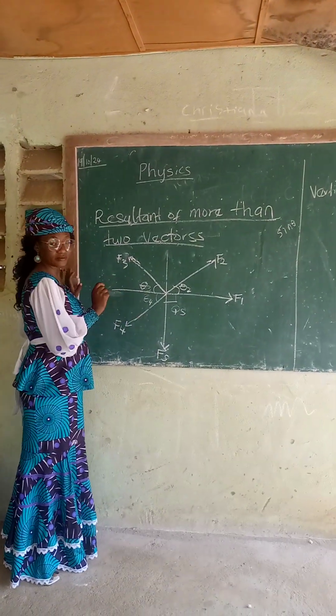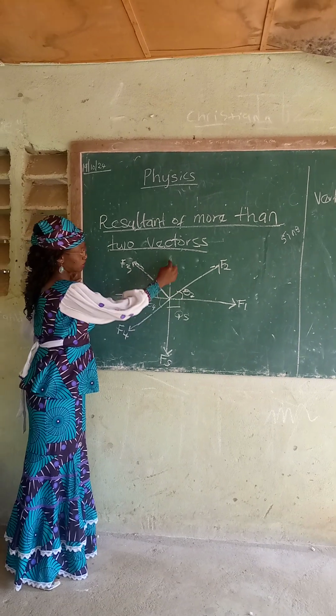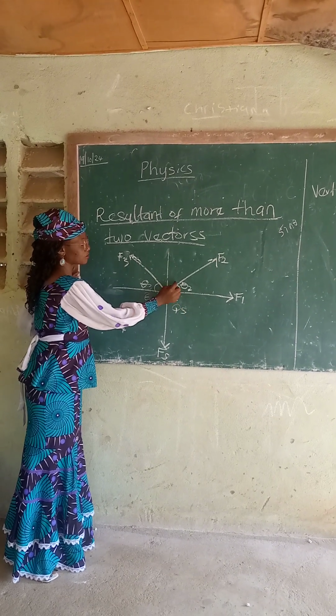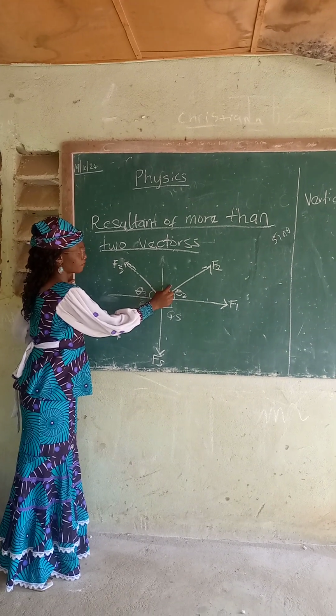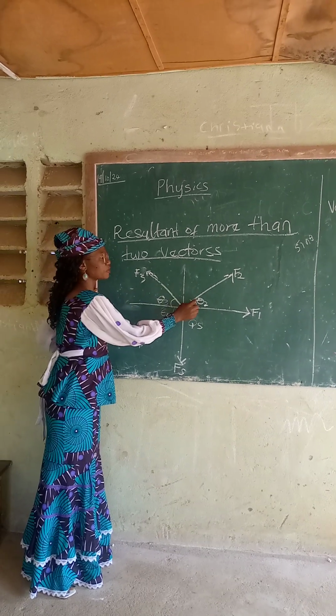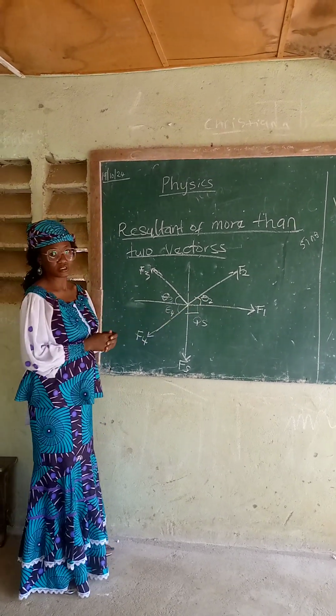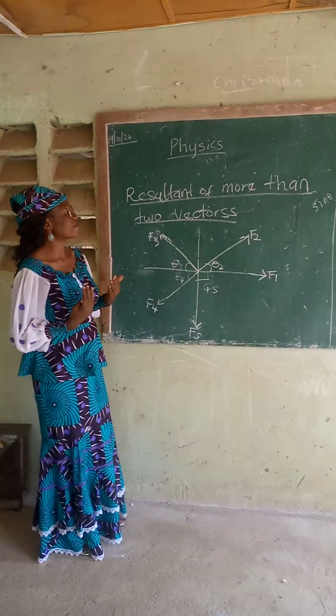Even if you are given this angle, you know this is 90, you subtract whatever angle is given here from 90 to give you this. So you must use the angle between the vector and the horizontal to solve. Now we are considering the vertical component.